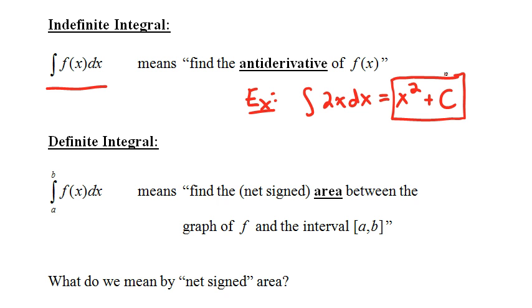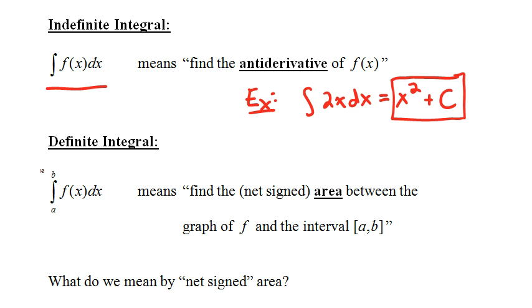Now, a definite integral is an integral where we have the a here and the b here. We're integrating from one number to another number. What this means is to find the area, or the net signed area, between the graph of f and the interval a b along the x-axis. So what do we mean by net signed area? Well, I'll explain that in just a second.